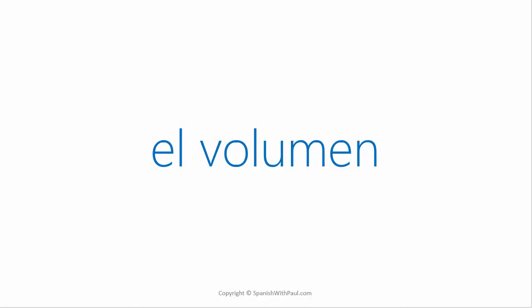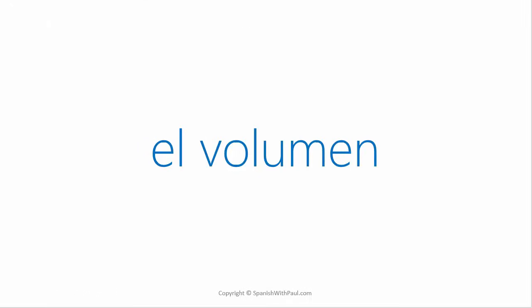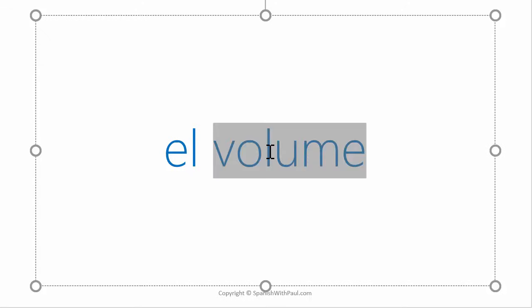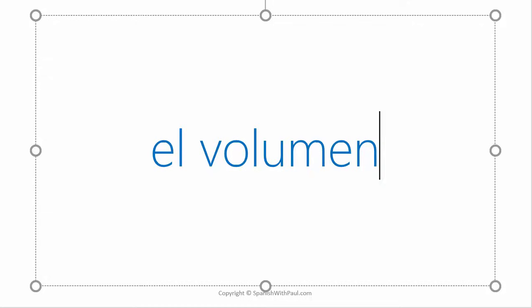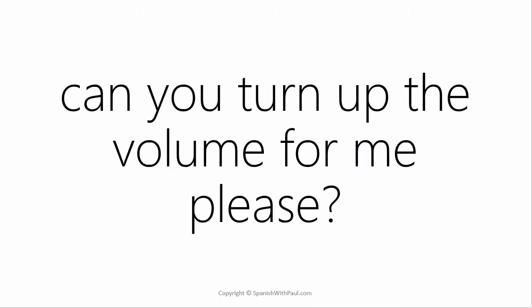The word for the volume in Spanish is el volumen. Volumen. El volumen. If you got rid of the N, it looks exactly the same as what we have in English. But in Spanish, you add an N, and of course, your pronunciation is very different. El volumen. How would you ask, can you turn up the volume for me, please?